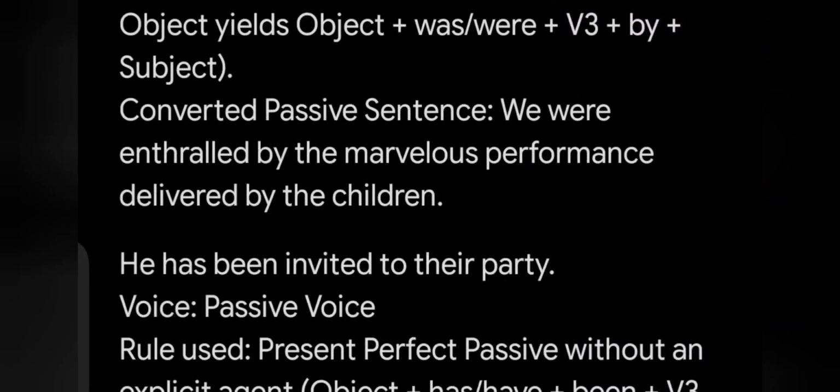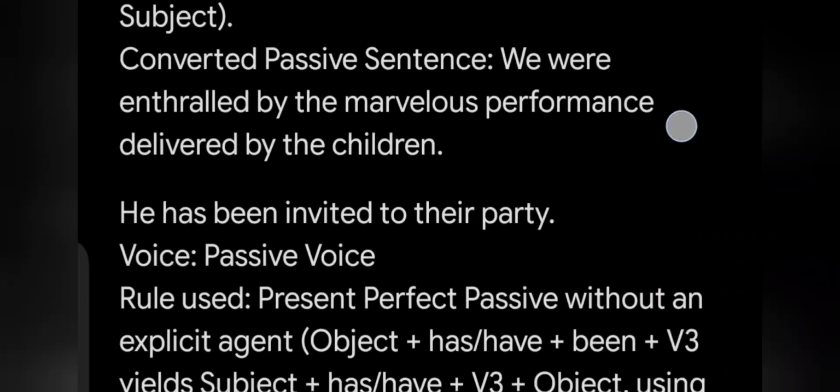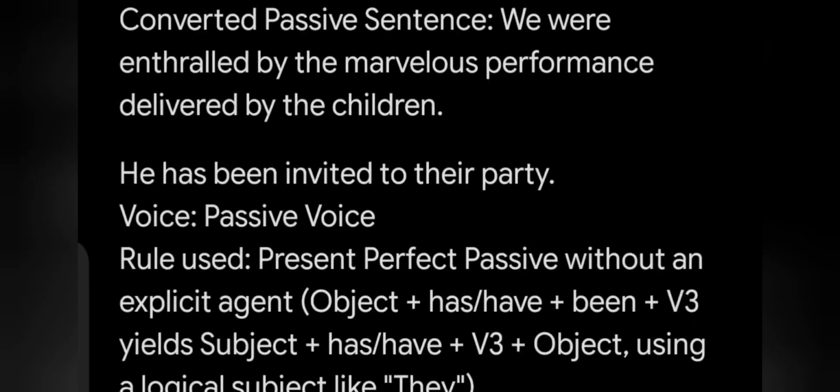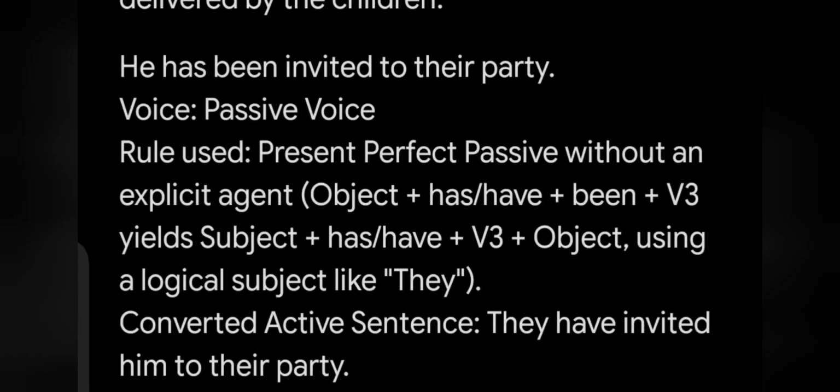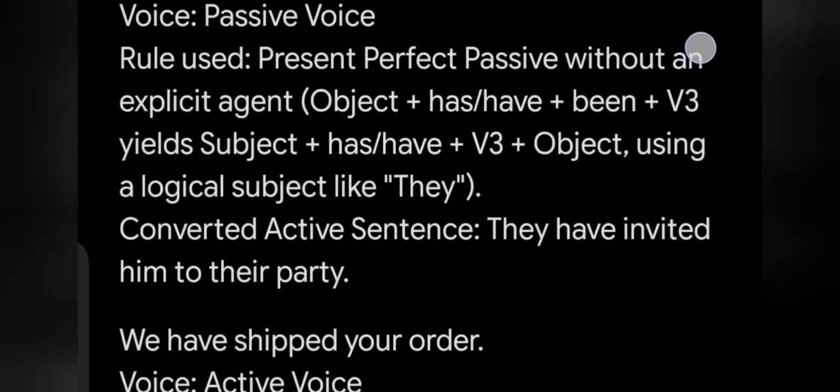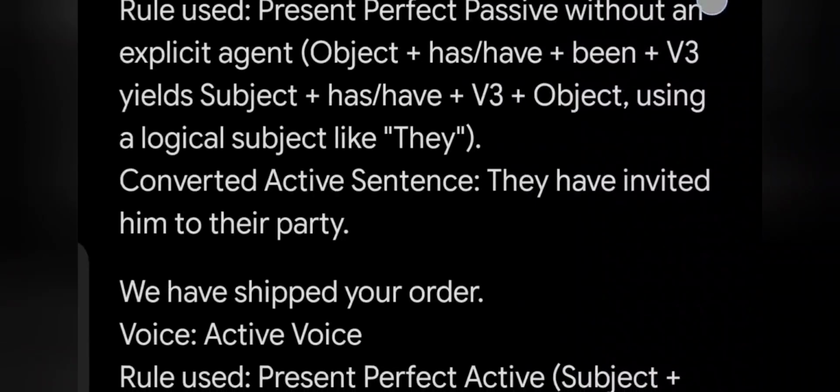He has been invited to their party. Voice: passive voice. Rule used: present perfect passive without an explicit agent. Object plus has/have plus been plus V3 yields subject plus has/have plus V3 plus object, using a logical subject like "they". Converted active sentence: They have invited him to their party.